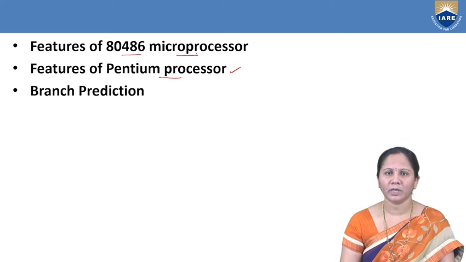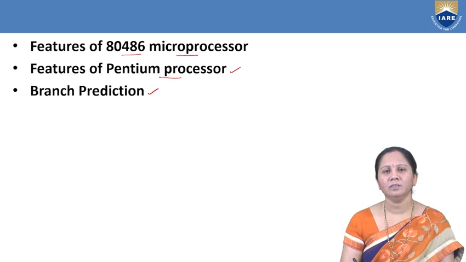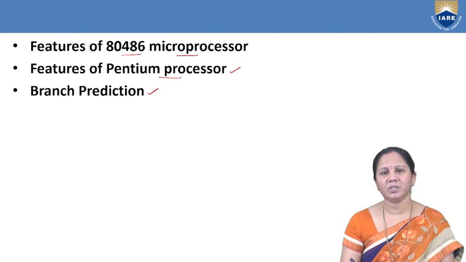of the 80486. Next we will discuss the branch prediction technique. That means what issues there are in the pipeline mechanism, and how those issues can be overcome by using this branch prediction technique.